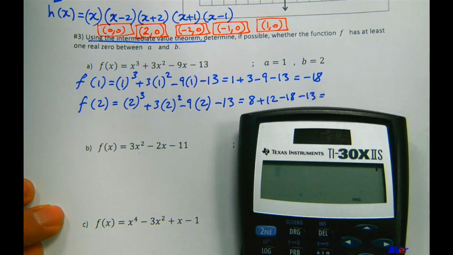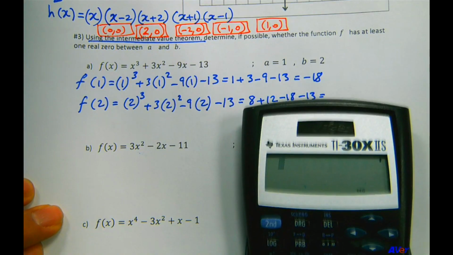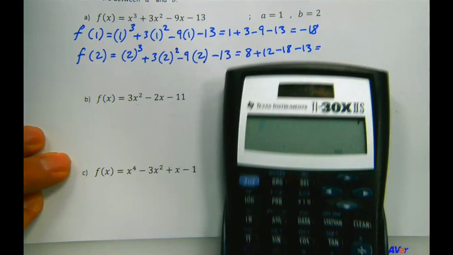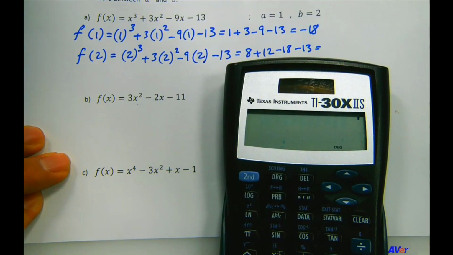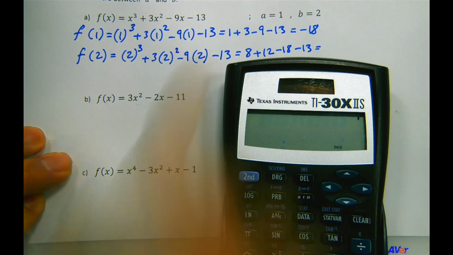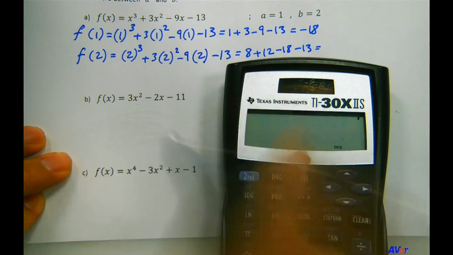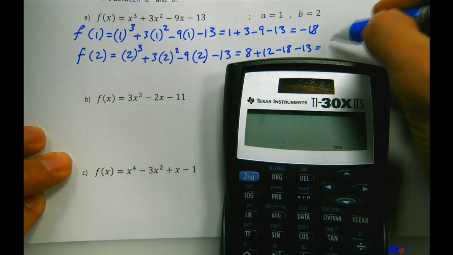So here, let me move this up a little bit so you can see both, like that. Okay, so we have 20 minus 18, that's positive 2, minus 13, that's minus 11.